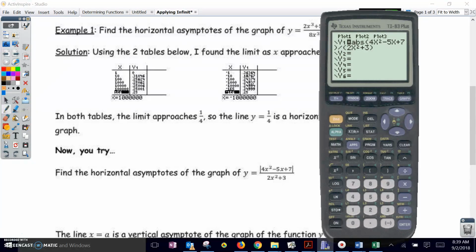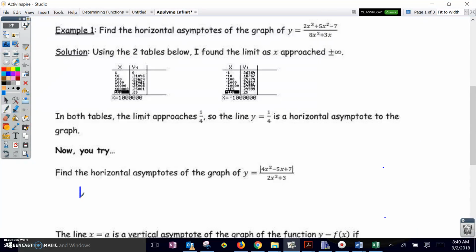And I'm going to go ahead and find the limit of this as it approaches positive infinity and negative infinity. So I set up my table to ask, and then I go to my table. And I'll put gradually increasing values in for x, 10, 100, 1,000, 10,000, 100,000. You should see by now that it looks like that limit is going to be 2.